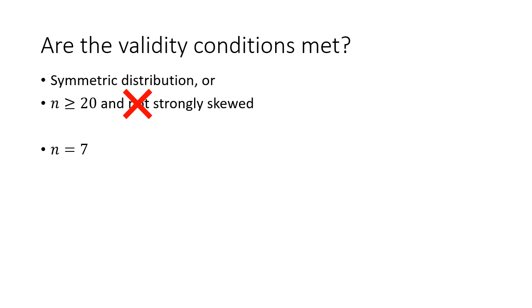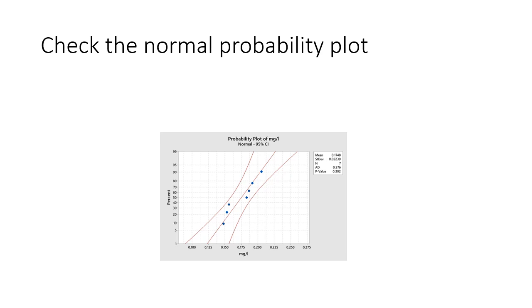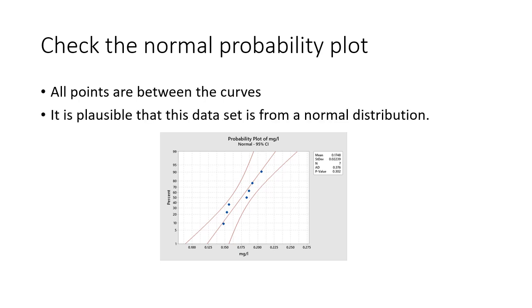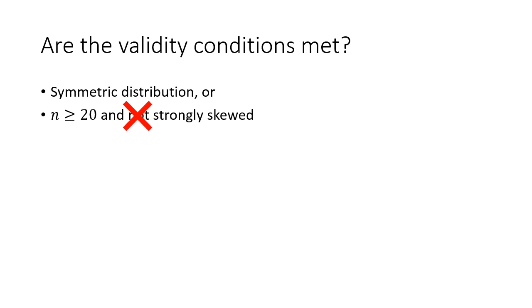We need to check whether this distribution is symmetric. We can do that by checking the normal probability plot. In this case, all of the data points are between the curves, which tells us that it is plausible that this dataset is from a normal distribution. That means that even though our second way of meeting the validity conditions for a t-test is not satisfied, the first way is. We have an approximately normal distribution, so it's symmetric. That means that overall, the validity conditions are satisfied, so a t-test is appropriate.